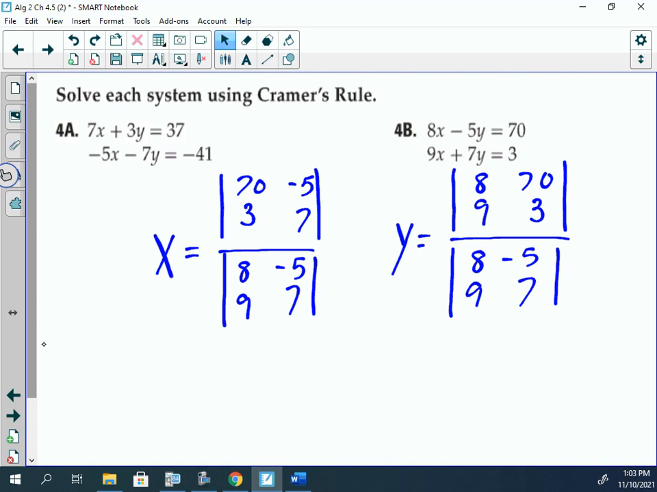Because the way I've been doing it, or would do it, is I'd set up A as the numerator for, we're solving for x, so 70, -5, 3, and 7. We'll set B as the numerator when we're solving for y, so 8, 70, 9, and 3. And the denominator for both we can just set as C. So 8, -5, 9, and 7.